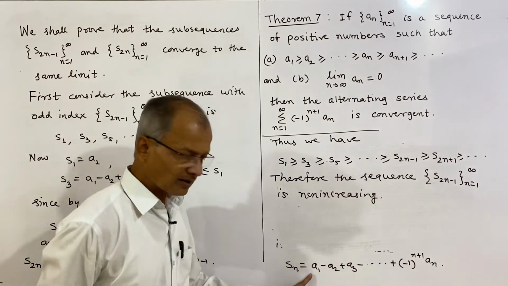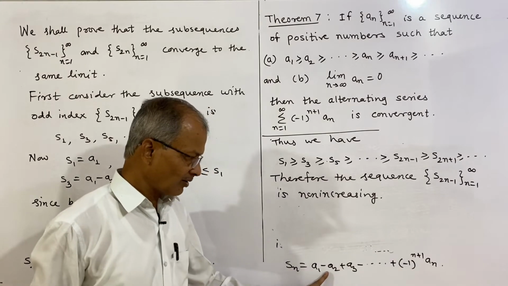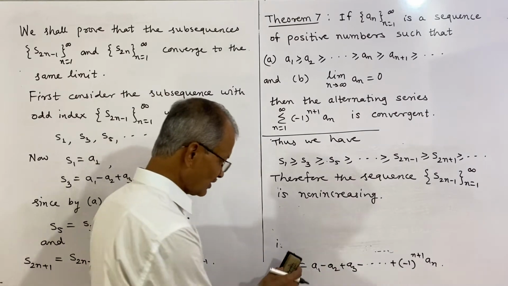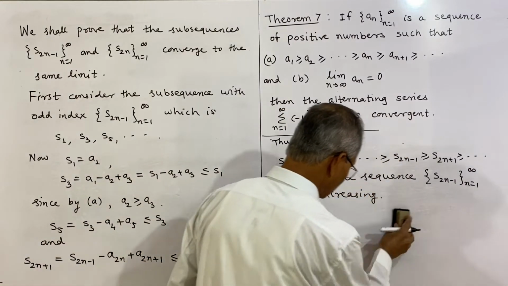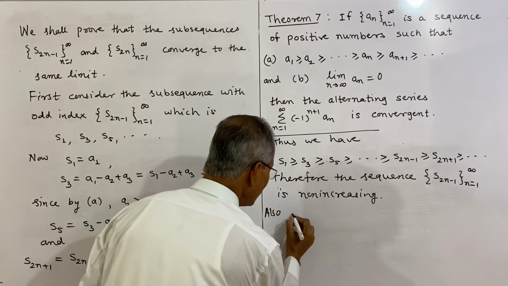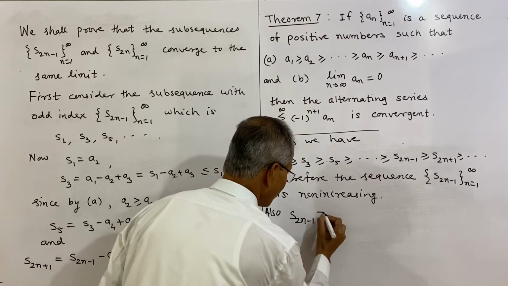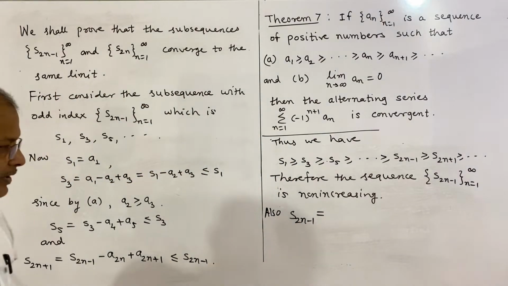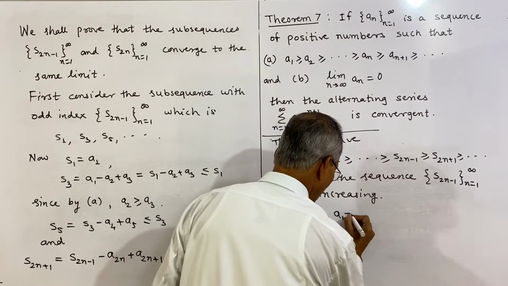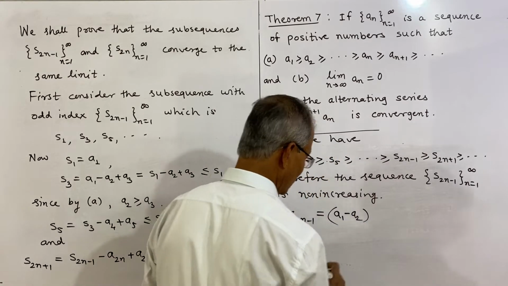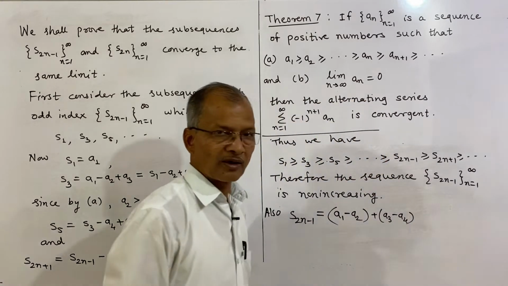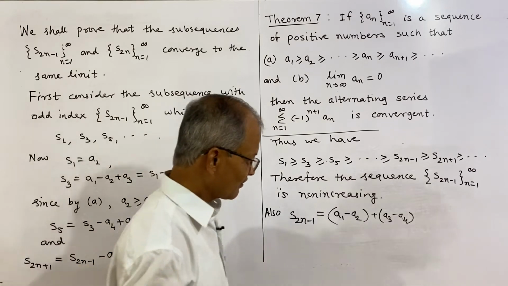Now here we should note that the even index terms are negative and odd index terms are positive in this alternating series. Also, what will be S2n minus 1? This we shall write: sum of first 2n minus 1 terms. We will start with a1. So, a1 minus a2, and we will write in brackets a1 minus a2 plus a3 minus a4. The terms are like this: a1 minus a2 plus a3 minus a4 and so on.